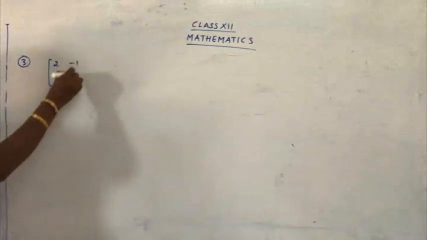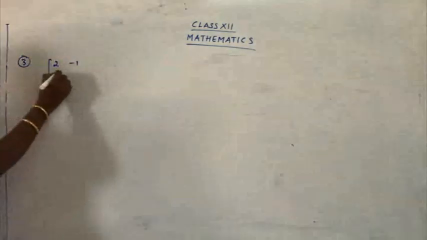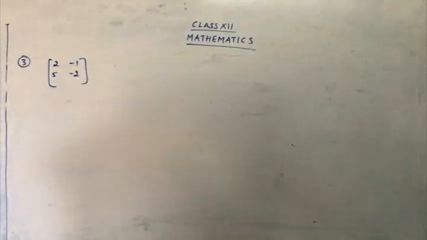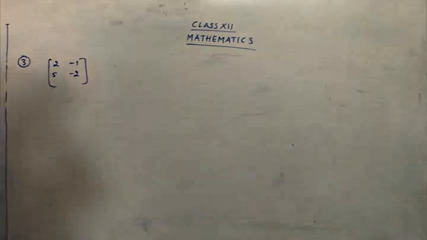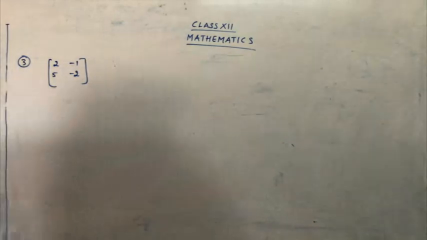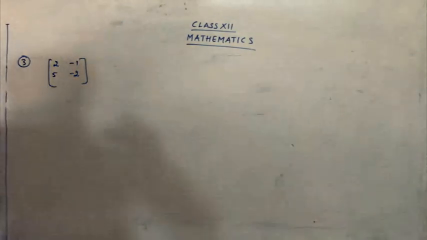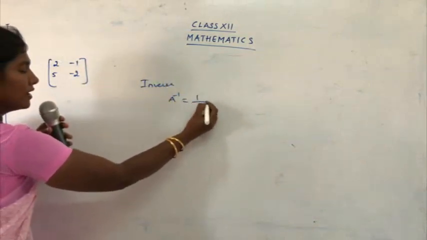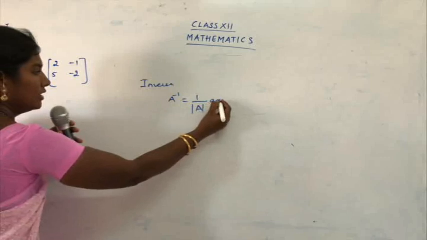2, minus 1, 5, minus 2. Read the question once again. They are saying find the inverse. Already we have found the inverse in exercise 1.1, using a formula. So do not mix up that sum over here. Here the question is clear. You have to find the inverse using the Gauss-Jordan method. This method is totally different. You should not get confused with the two methods. First we did inverse by using the formula 1 upon determinant A, adjoint A.